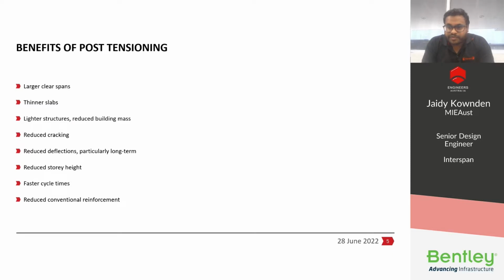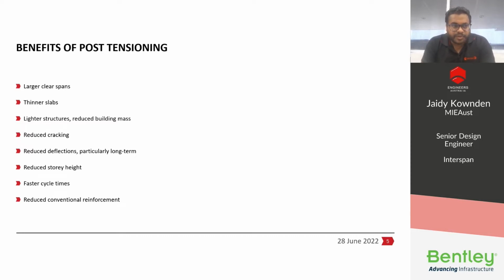We also provide a thinner slab. Compared to an RC slab of the same span, a PT slab will require less depth to achieve the same deflections. By reducing the number of columns and having a thinner slab, this combination provides a lighter structure, reducing the building mass. Post-tensioning also allows the reduction of cracking. The tensile force in the slab from the post-tensioning cables reduces the risk of cracking of the slab. Small cracks can still form, but they are held closely together by the post-tensioning forces.